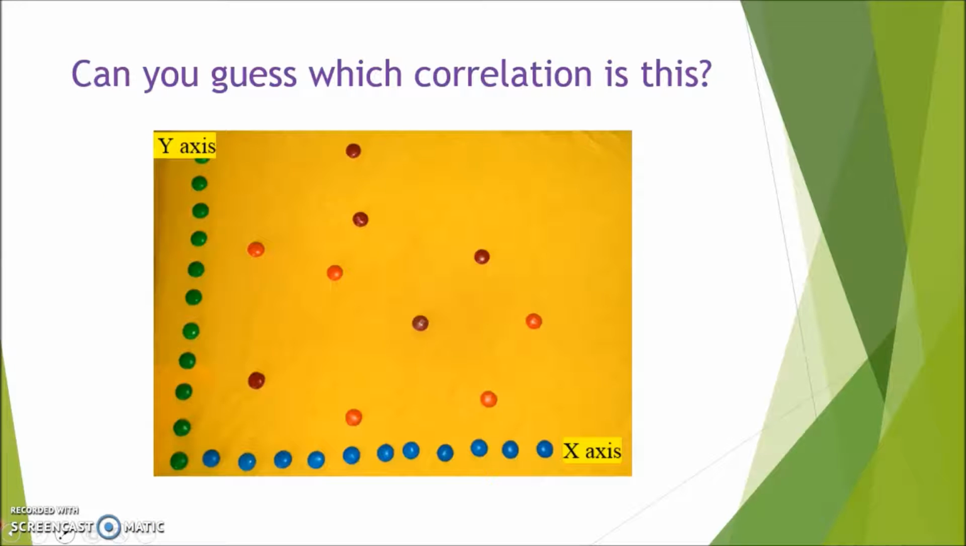Moving on, can you guess which correlation this is? Of course, no correlation, right? Well, that's what you were supposed to see. And if you were to draw the line of best fit, you would see this being evident. So great, you just finished all the objectives of a scatterplot.